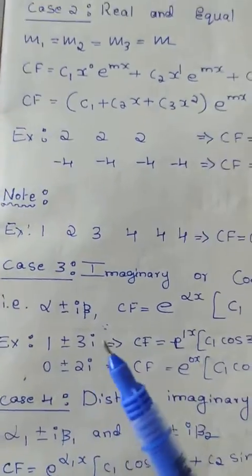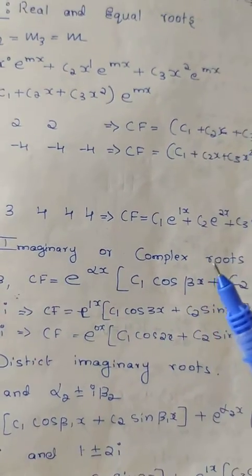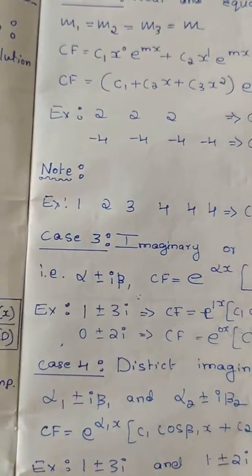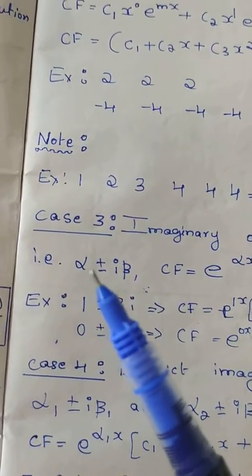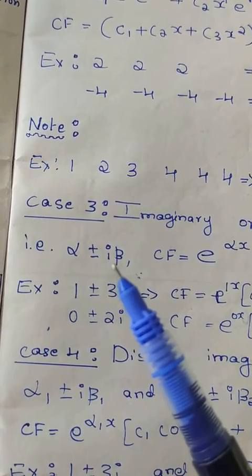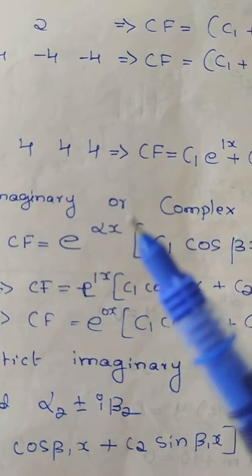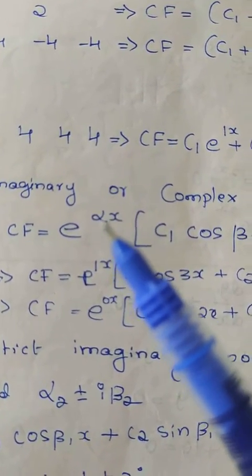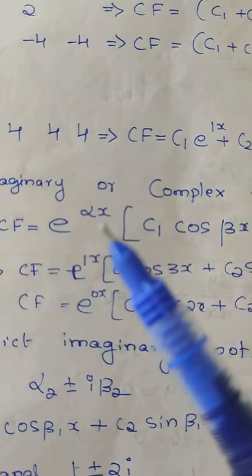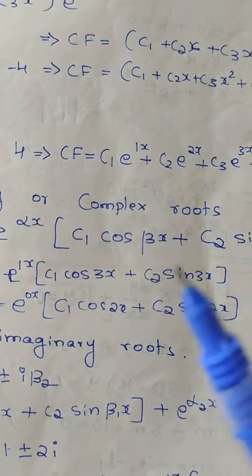Okay, we come to case 3. Roots are imaginary or complex roots. In this case, for example, alpha plus or minus i beta. Alpha is the real part, beta is the imaginary part. CF is e power alpha x, the real part. The exponential power is always the real part, into, you will get two terms in terms of cos and sine.